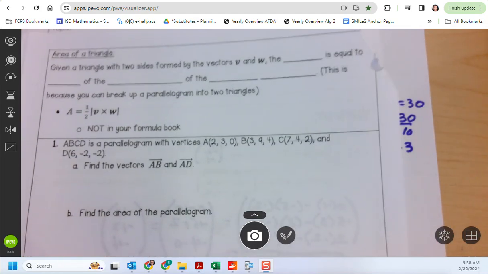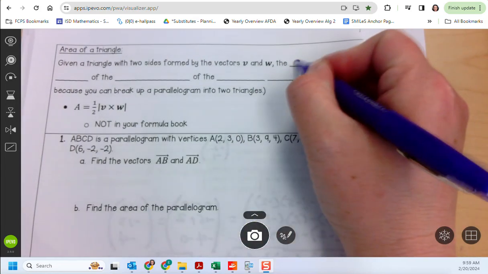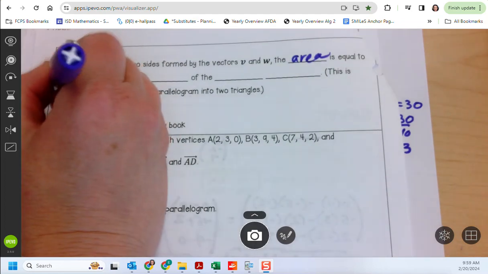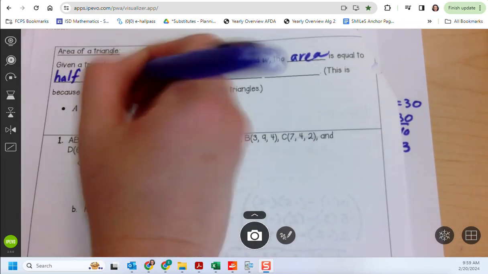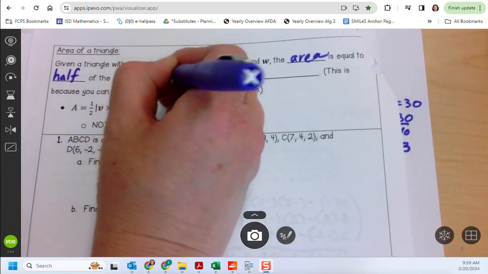Given a triangle with two sides formed by the vectors v and w, the area is equal to half the magnitude of the vector product. And try to picture that because it makes perfect sense.